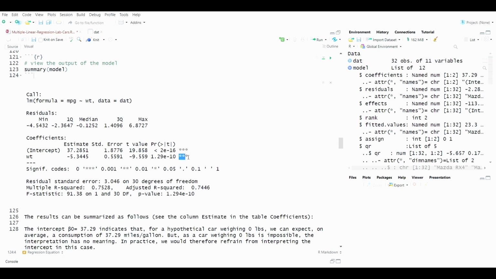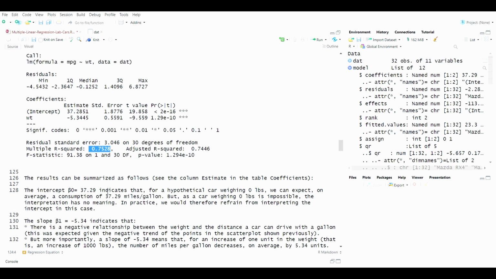Very small p-value. 3 stars means it is less than 0.001. We also get a residual standard error, which is 3.046 on 30 degrees of freedom, and a multiple r squared and an adjusted r squared. Looking at the multiple r squared, we can see that it is 0.7528, which says that approximately 75% of the variation in y can be explained by x. So 75% of the variation in miles per gallon can be explained by weight.